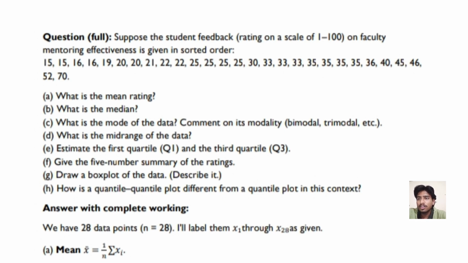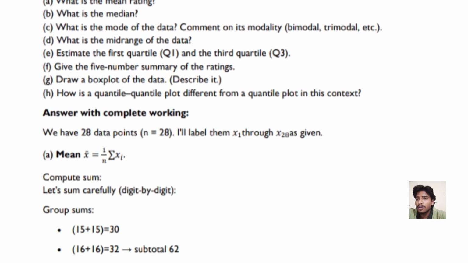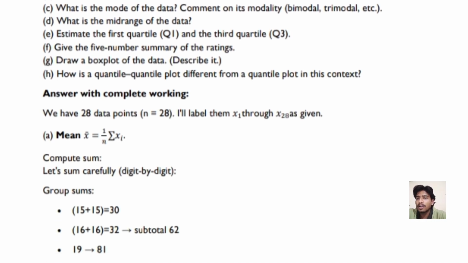We find the mean rating, then we find the median, then we find the mode of the data. Here these are questions A to Z. Now we are starting with the first: what is the mean rating? We have 28 data points, labeled X1 through X28.